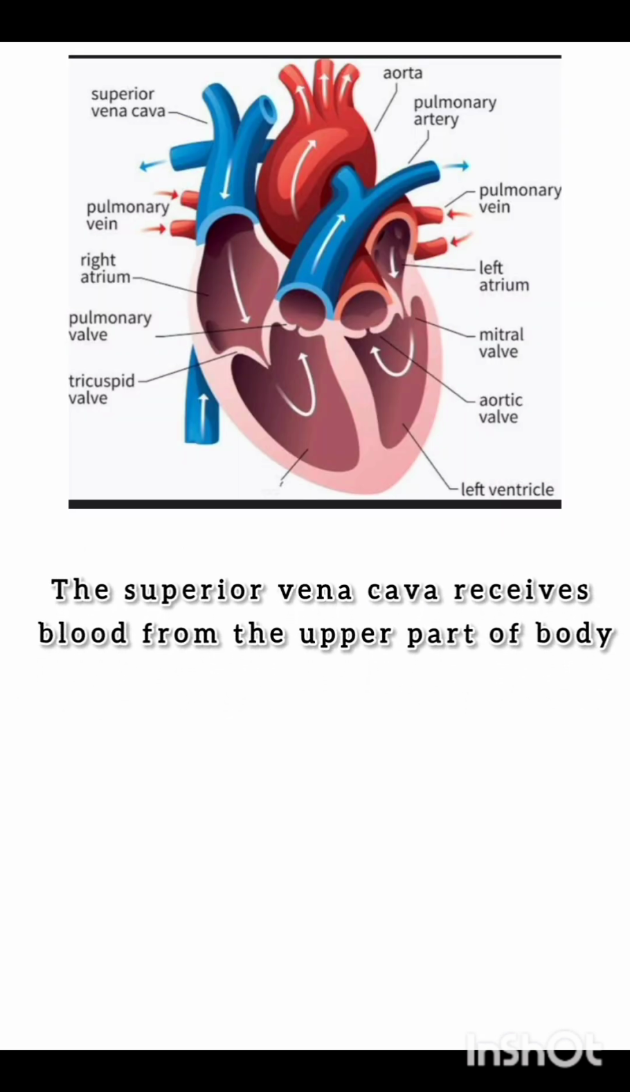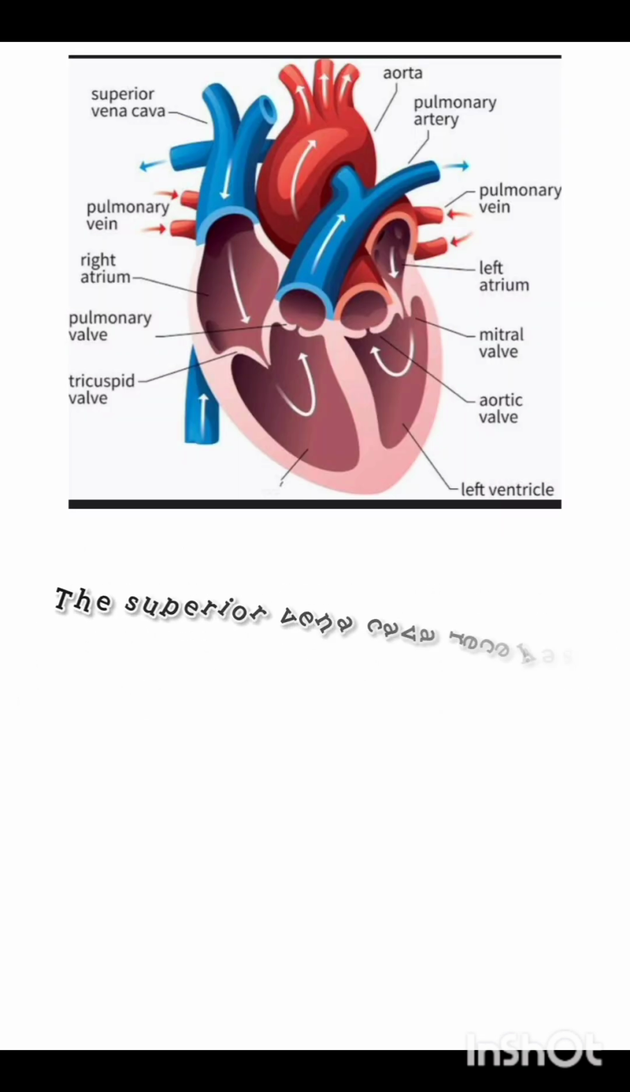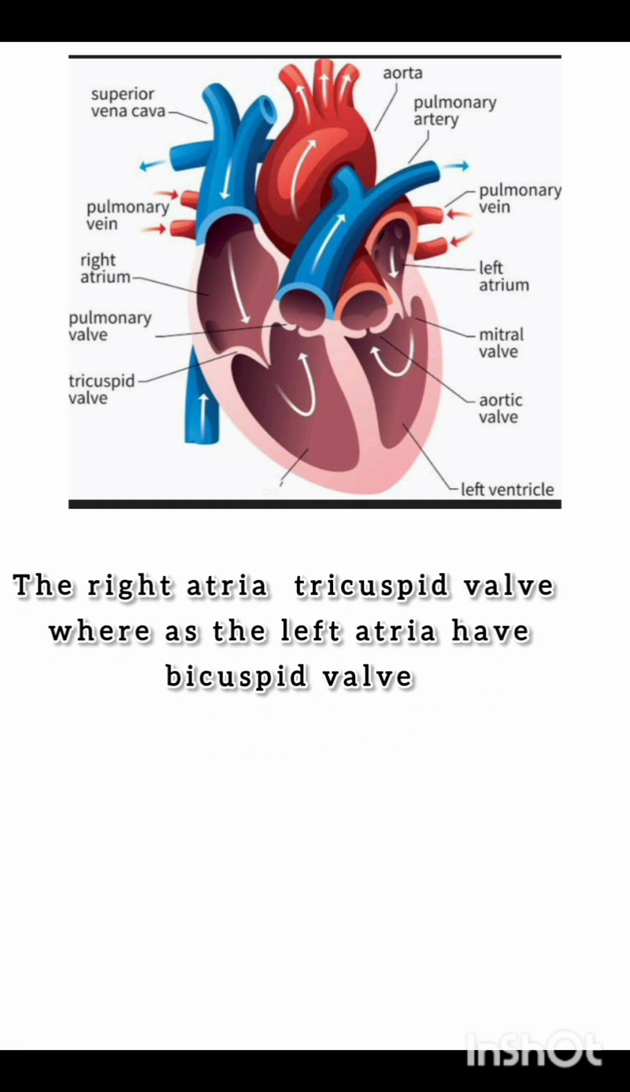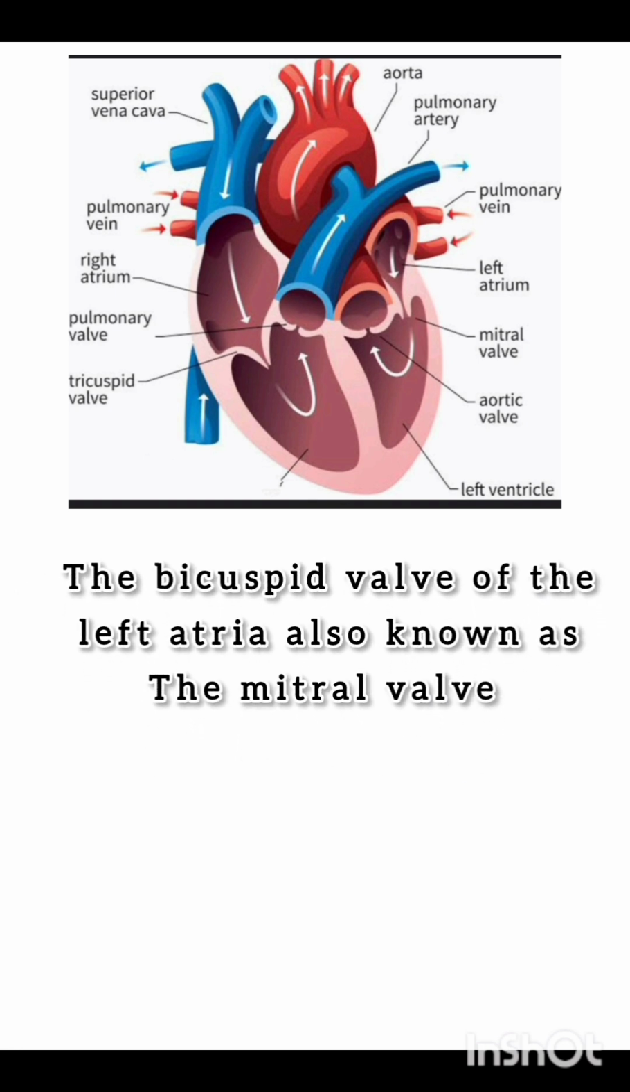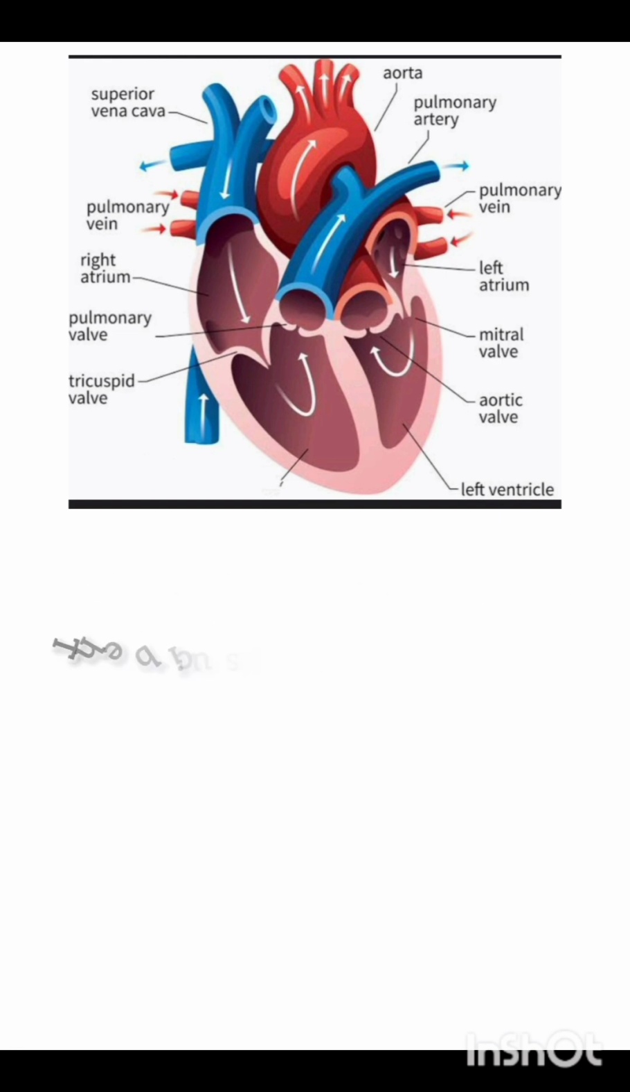The superior vena cava receives blood from the upper part of the body. The right atrium has the tricuspid valve, whereas the left atrium has the bicuspid valve. The bicuspid valve of the left atrium is also known as the mitral valve.